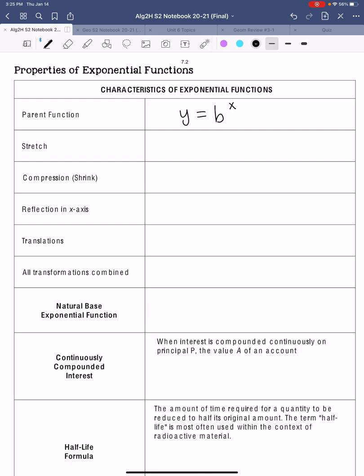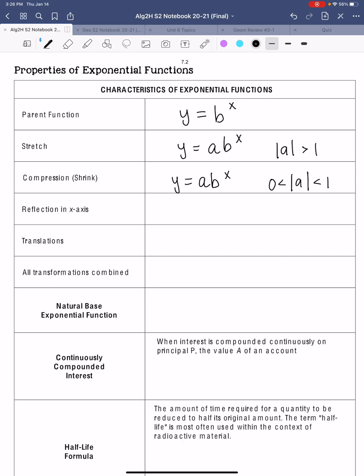So the next thing we have is a stretch. Remember, a stretch is going to happen when we have a being multiplied to the front, and the absolute value of a is greater than 1. We would have a shrink if a is in between 0 and 1. Again, we talk about the absolute value because if there is a negative, that is a reflection.